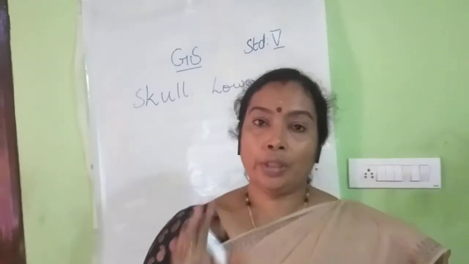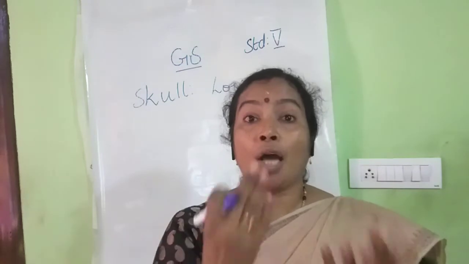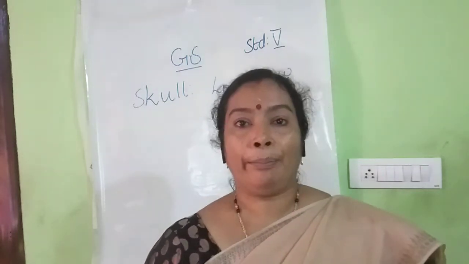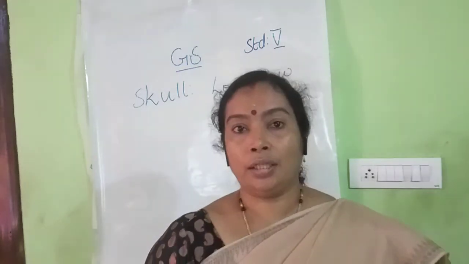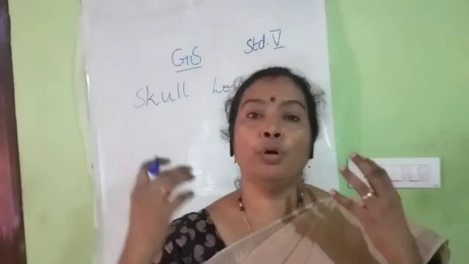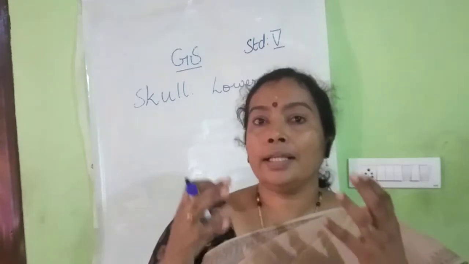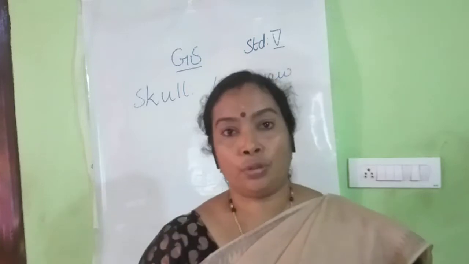Due to that, we can eat, drink, talk, and all these things can happen by the moving lower jaw. That is the one bone moving among the number of bones in the skull. And the skull gives the shape of our face and head, as I told.